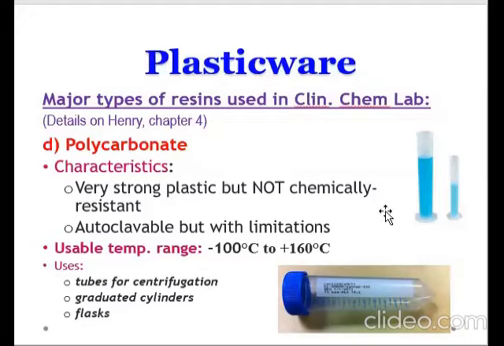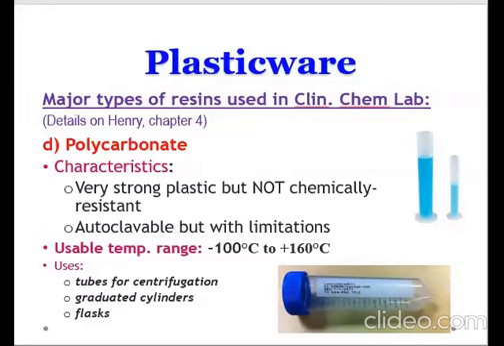Okay, so you can use this type of plastic now if you're dealing with negative 100 degrees Celsius up to 160 degrees Celsius. And inside the laboratory, you can see it in the tubes for centrifugation, even in graduated cylinders, especially if yung graduated cylinder na ginagamit is may plastic, and your flasks.